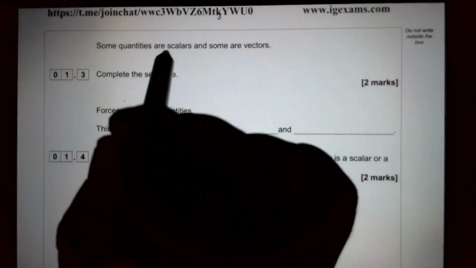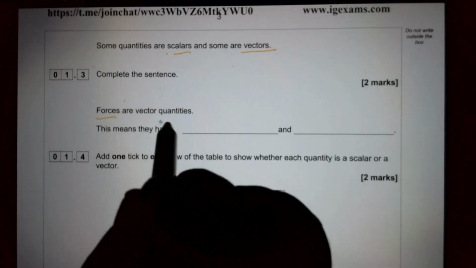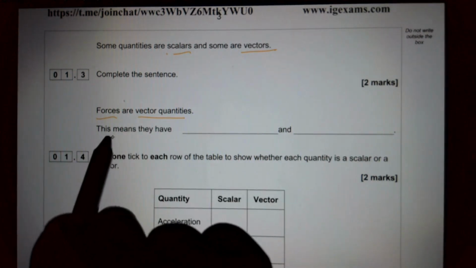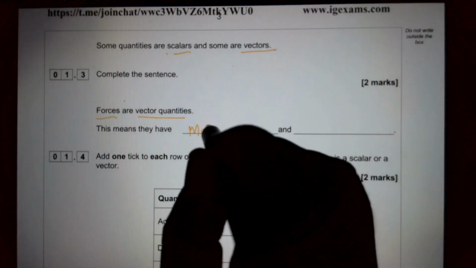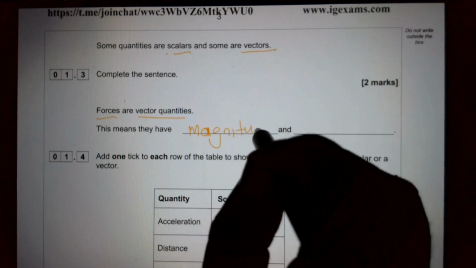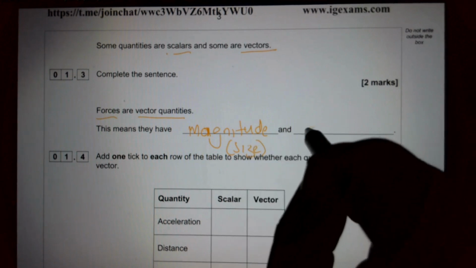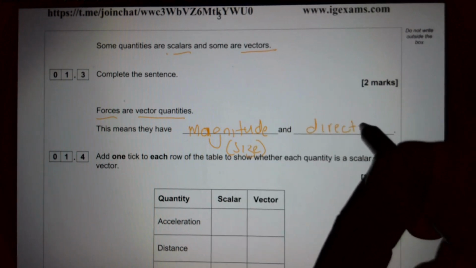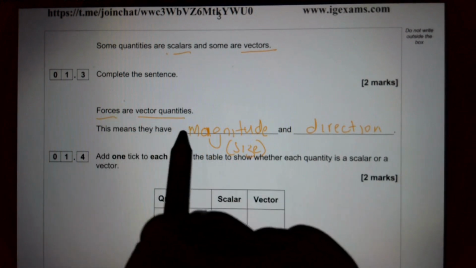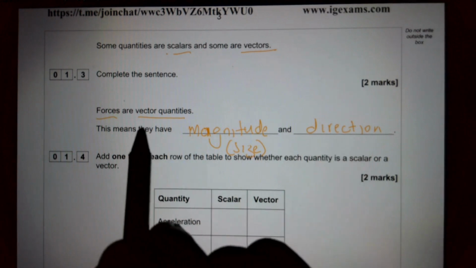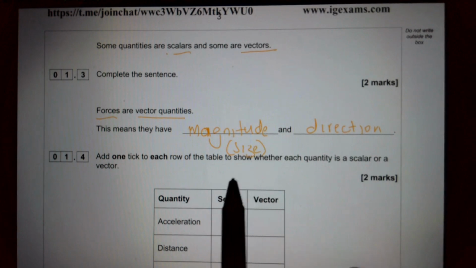Some quantities are scalars and some are vectors. Complete the sentence. Forces are vector quantities, which is true. This means that they have magnitude, the word magnitude. Also, you can also say size and direction. Just to recap, vectors have both magnitude and direction. Scalar quantities only have magnitude, they do not have direction.